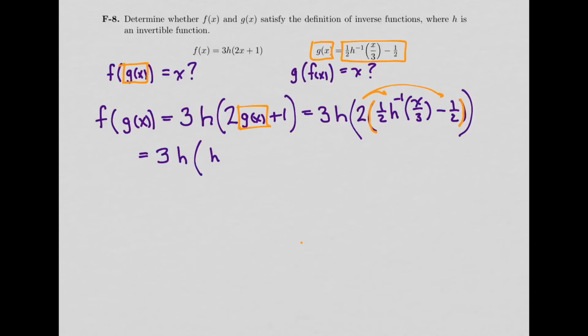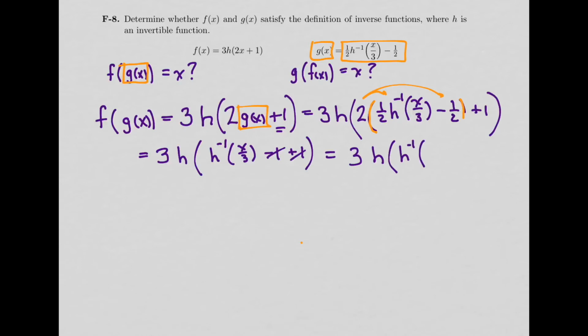Oh, I missed something. What did I miss? Let's fix this. I didn't finish my definition. There's this extra plus 1 that's still inside of those h parentheses. So that double leaves me h inverse with x over 3, minus 2 times a half is minus 1, plus 1. The minus 1 plus 1 cancel so that I get 3 times h, where h has an input of h inverse, and h inverse has an input of x over 3.